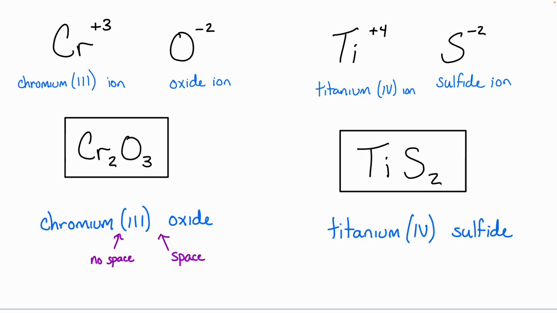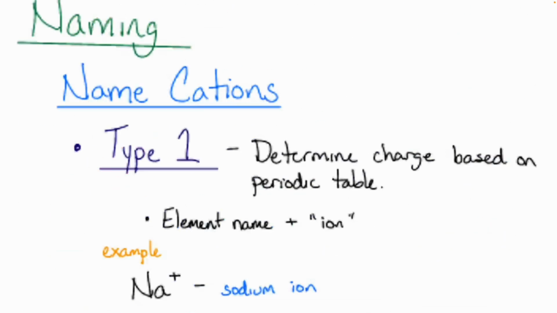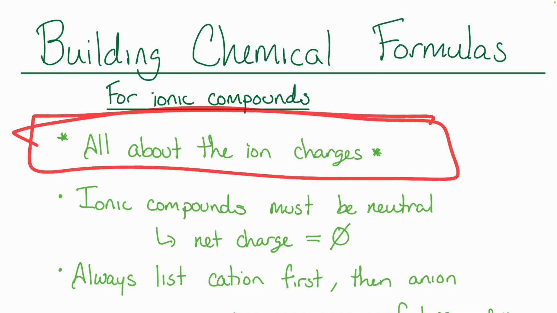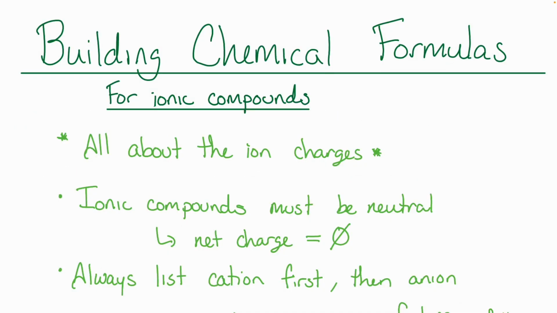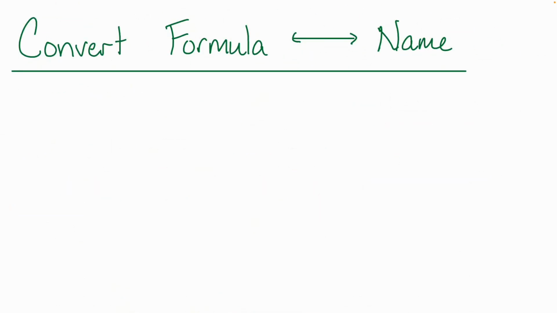The key here is to make sure that you're thinking about the charges on those ions. Remember what we said at the very beginning when we were talking about putting our compound formulas together, all about the charges, right? If you're not thinking about the charges on those individual ions, you're not going to put your formulas together or name them correctly. All right, so let me just put some examples down here. If I give you the formula, you're going to give me the name. And if I give you the name, you're going to give me the formula.